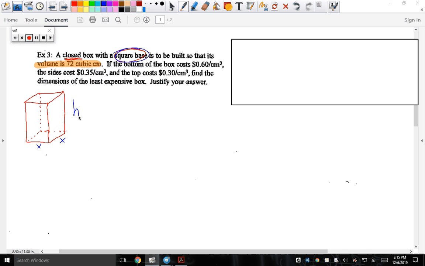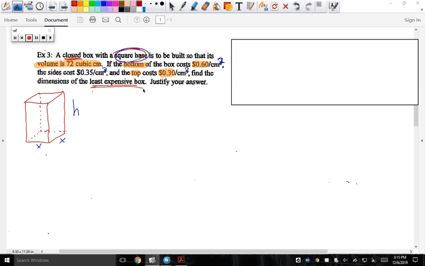If the bottom of the box cost 60 cents, this should be squared, per square centimeter, and the sides cost 35 cents per square centimeter, and the top costs 30 cents per square centimeter. And look at that, a small little detail. The bottom is more expensive than the top, probably just for support of the products that you're transporting in this box. Find the dimensions of the least expensive box.